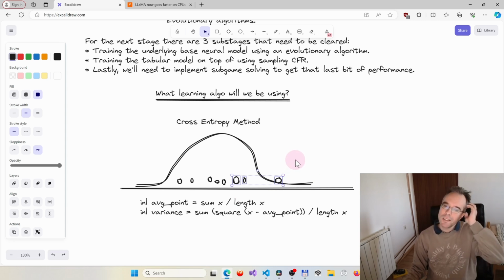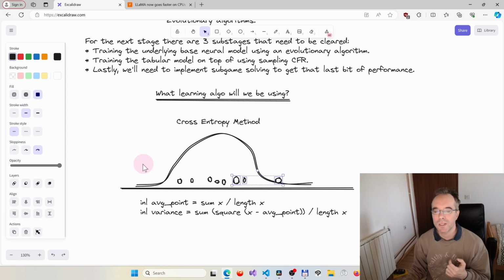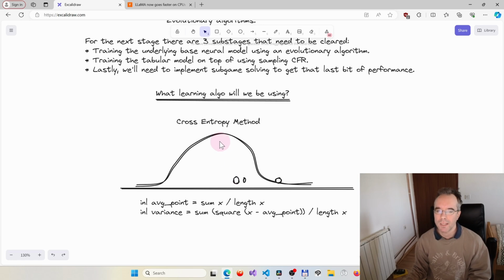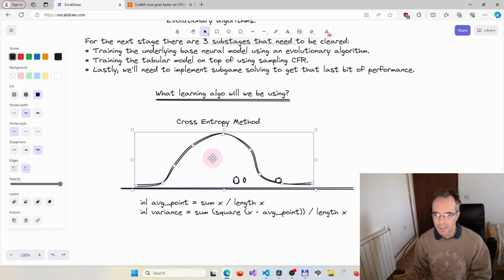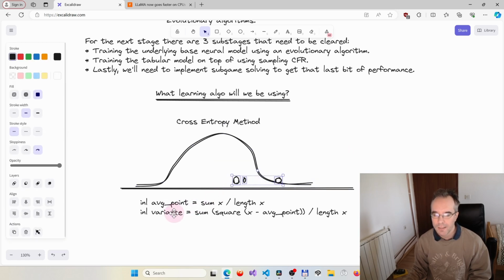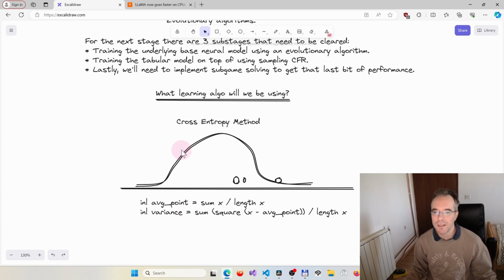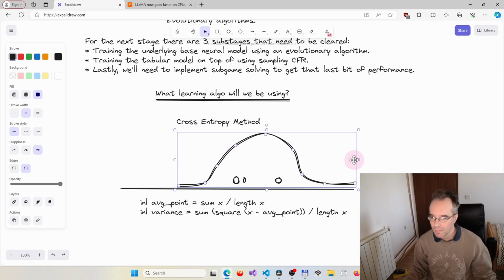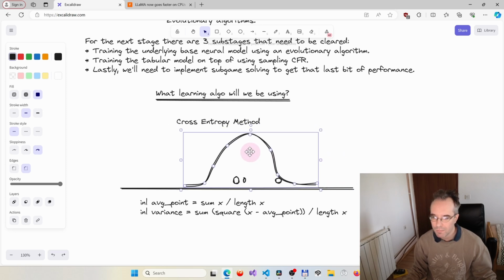So there are a bunch of things we can do at that point. For example, we could reweight these points so they have a very low weight, or we could just get rid of them completely, like that. And then we could calculate the average point using just this tree, and then calculate the variance of that. And when we have the average and the variance, we can make a new bell curve, something like that. Maybe it would be a bit more narrow in this case. Who knows?